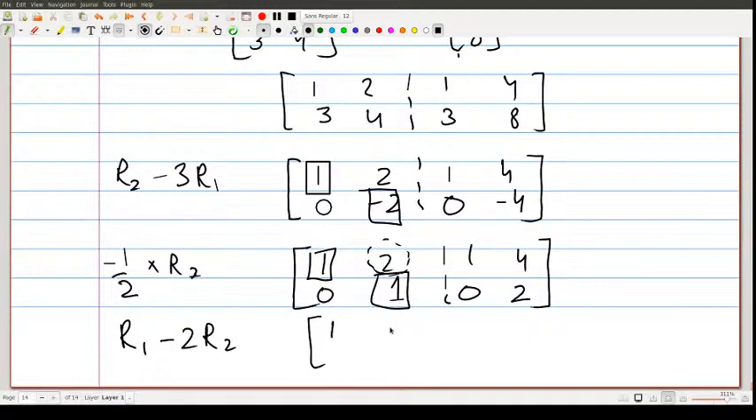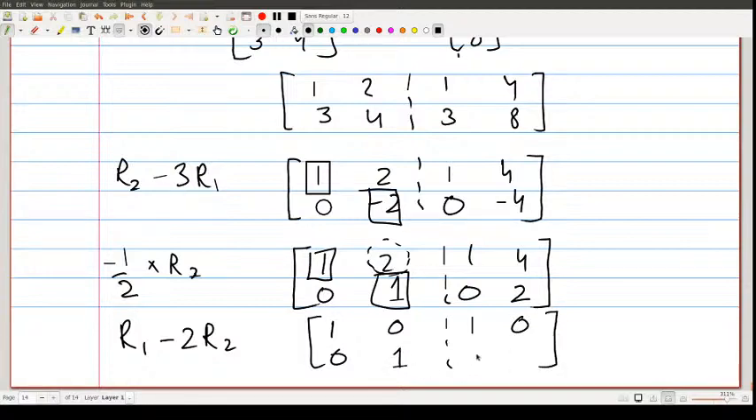So 1 0, this one becomes 2 minus 2 is 0. Then I get 1 minus 0 is 1, and I get 4 minus 4 gives me 0.